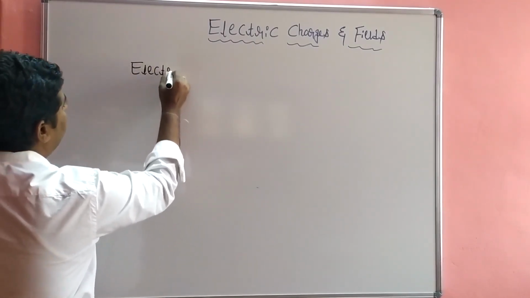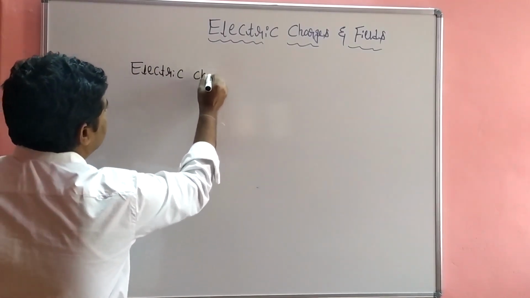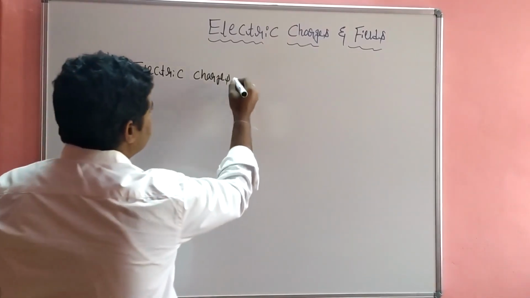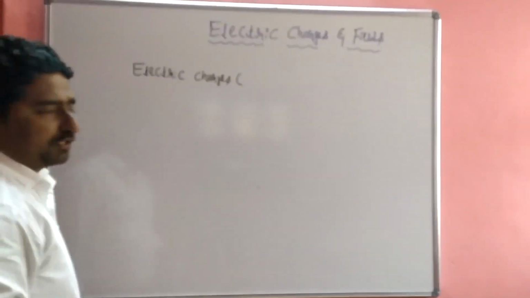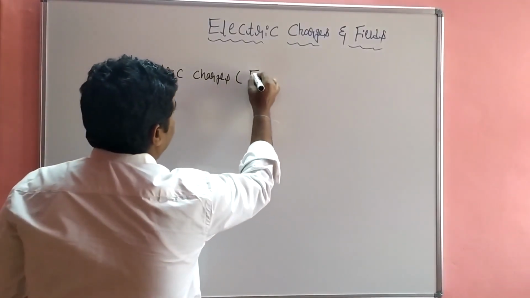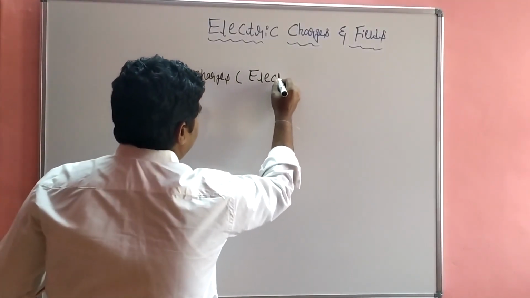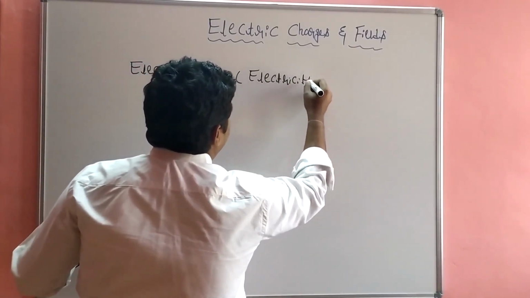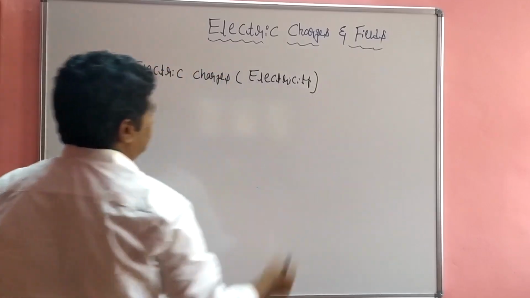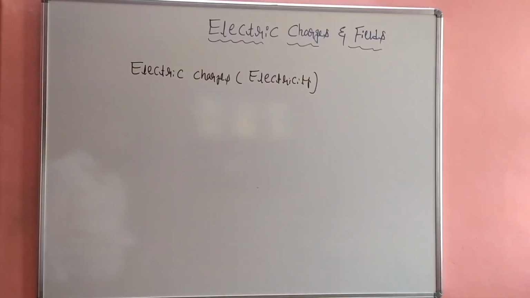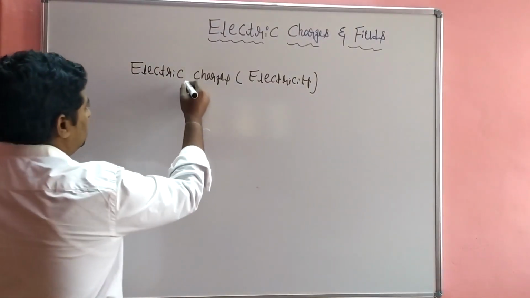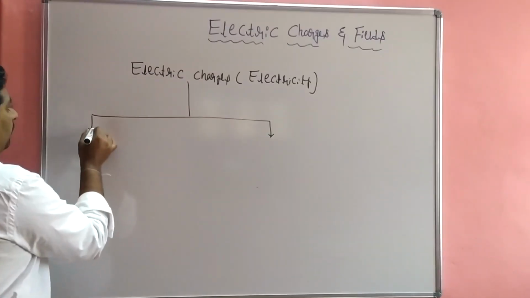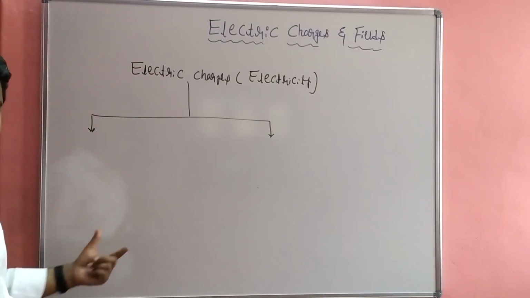It deals with the study of electric charges. So the branch name is called electricity. So what is studied in electricity? It is only electric charges. So the charges act upon two possibilities.